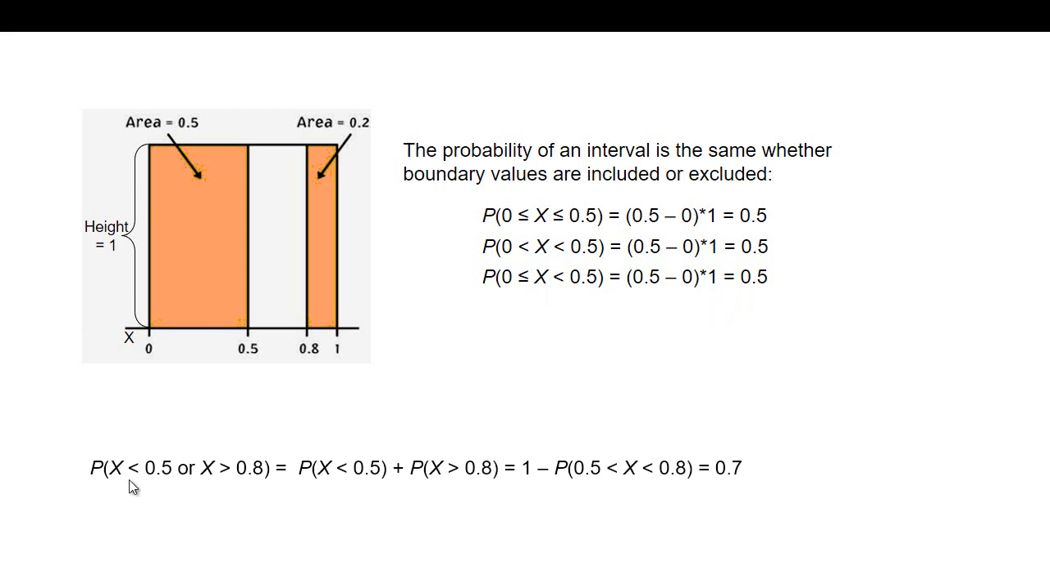What's the probability that x is less than 0.5 or x is greater than 0.8? Well, these two events are disjoint, so you can find it by adding. The probability that x is less than 0.5 plus the probability that x is greater than 0.8, which we can also say is 1 minus the probability that x is between 0.5 and 0.8, which is going to be 0.7 at the end.